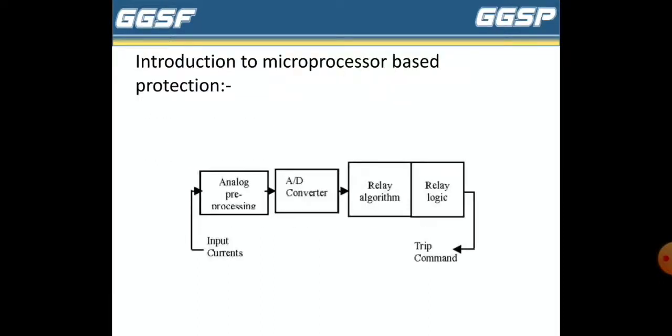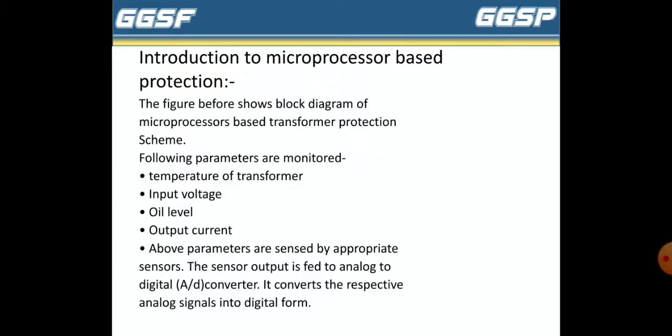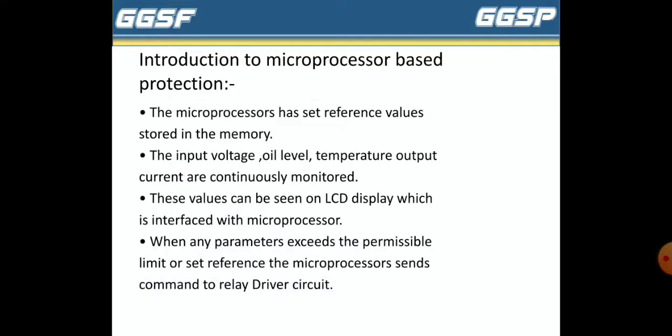Introduction to microprocessor based protection. The figure shows the block diagram of microprocessor based transformer protection scheme. The following parameters are monitored: temperature of transformer, input voltage, oil level, output current. The above parameters are sensed by appropriate sensors. The sensor output is fed to analog to digital converters. It converts the respective analog signals into digital form.